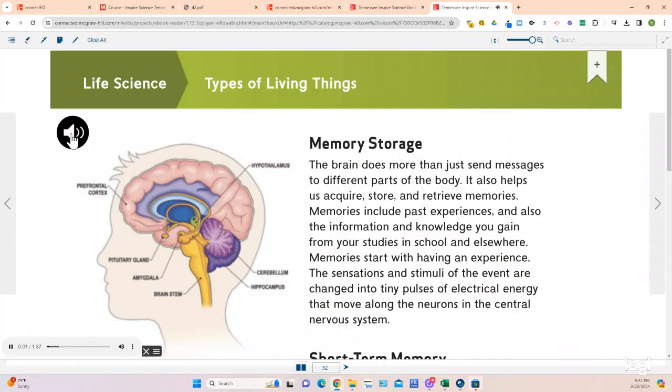Memory storage. The brain does more than just send messages to different parts of the body. It also helps us acquire, store, and retrieve memories. Memories include past experiences, and also the information and knowledge you gain from your studies in school and elsewhere. Memories start with having an experience. The sensations and stimuli of the event are changed into tiny pulses of electrical energy that move along the neurons in the central nervous system.